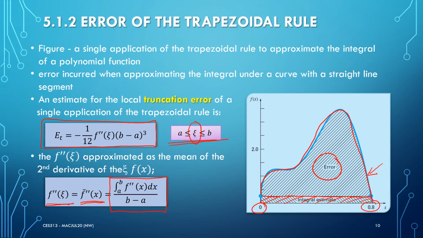If the function being integrated is linear, then the trapezoidal rule will be exact. But for a function with a second or higher order derivative, as in the case shown in the figure, some error can occur.